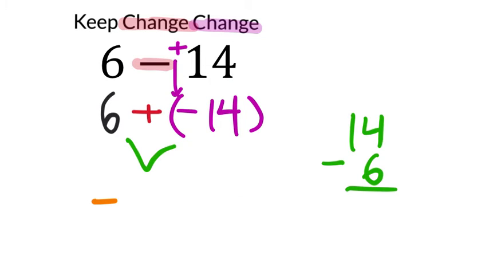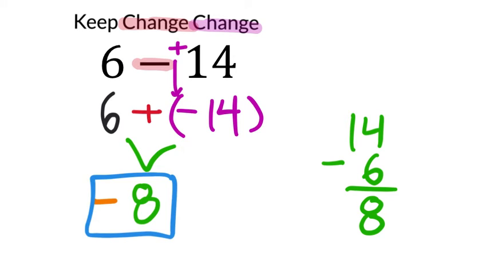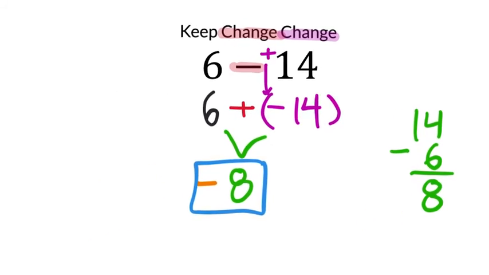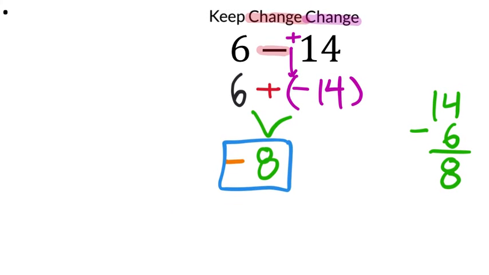14 minus 6, again, you may have to use fingers on this one, that's fine. 14, 13, 12, 11, 10, 9, 8. So that would be 8 right there. Negative 8. All right, so we got negative 8. And I'm going to show this a different way, right? And I do hope it helps, although I can't guarantee that it will.